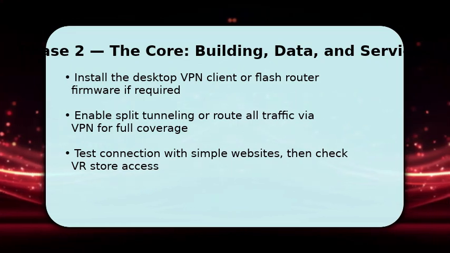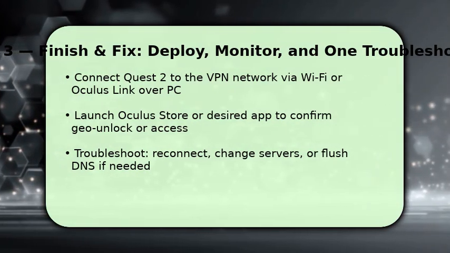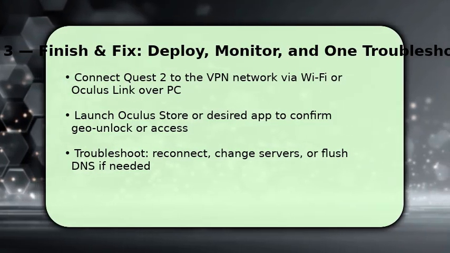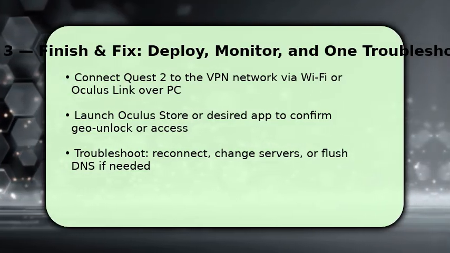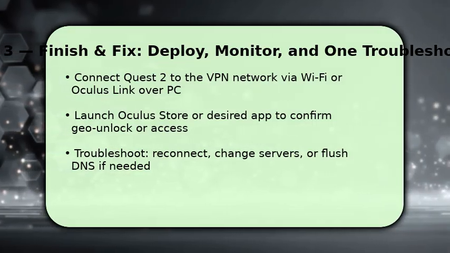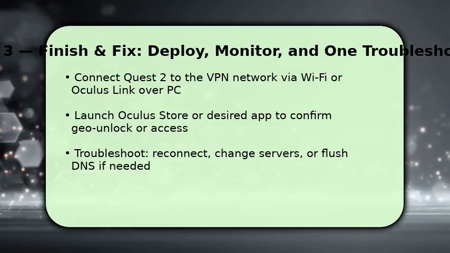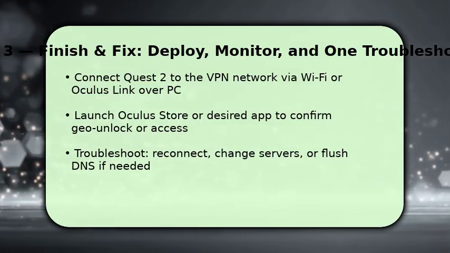You finish by connecting your Quest 2 to the VPN-enabled network, either directly over Wi-Fi if the router runs the VPN, or through Oculus Link when the PC handles the VPN. Then open the Oculus Store or the Target app to confirm access and lower latency. If content remains blocked, sign out and sign back in to refresh tokens.